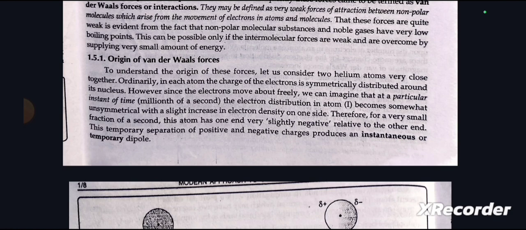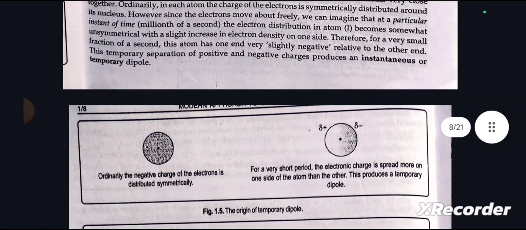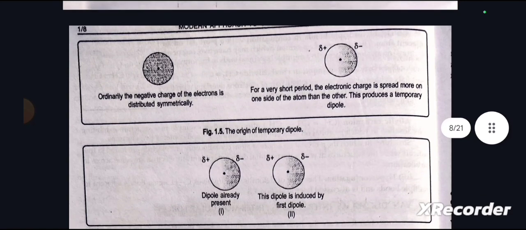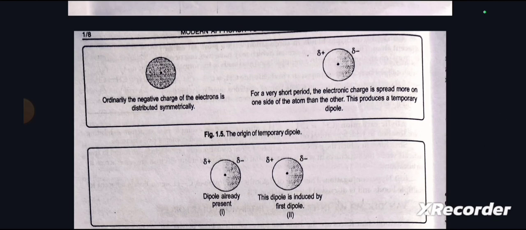Therefore, for a small fraction of a second, this atom has one end very slightly negative relative to the other end. This temporary separation of positive and negative charges produces a temporary dipole. Ordinarily, the negative charge of the electrons is distributed symmetrically. For a very short period, the electronic charge is separated more on one side than the other. This produces a temporary dipole.